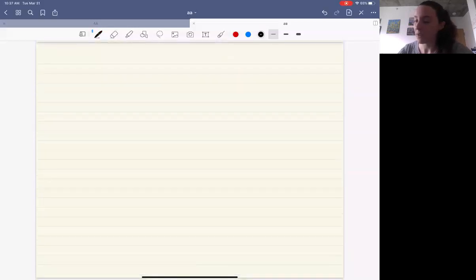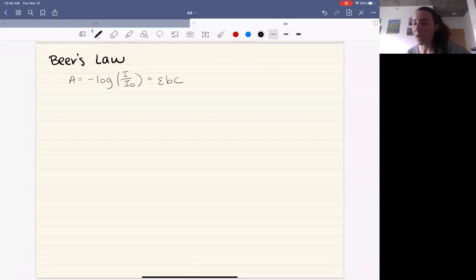Now, some things to think about. I mentioned this Beer's law. So as concentration increases, we decrease the transmittance because there are more sample species to absorb that light. So in other words, our absorbance increases.